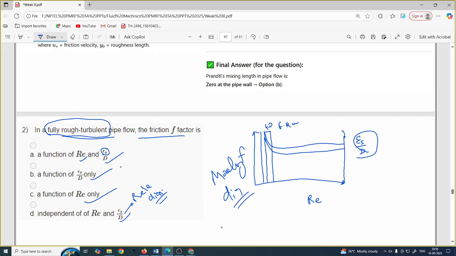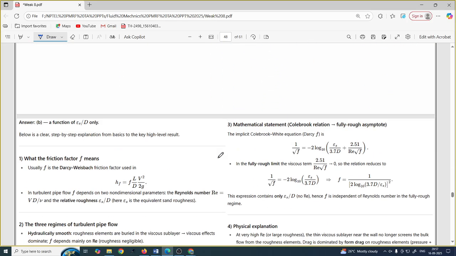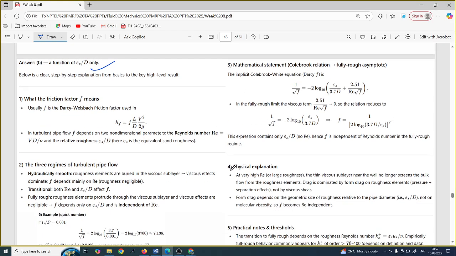In turbulent flow, we calculate the friction factor using the Moody diagram, and there are some other formulas also. In laminar flow, we calculate the friction factor as 64 divided by Reynolds number. So in the laminar case, it depends on the Reynolds number, but in fully rough turbulent flow, it depends on the relative roughness. Here everything is already given. Option B is correct. The explanation is also given.